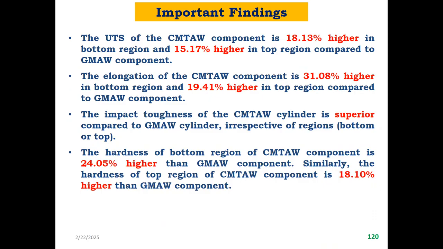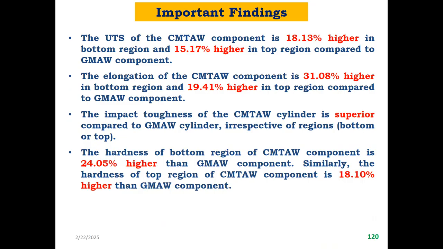The UTS of the CMTAW component is 18.13% higher in the bottom region and 15.17% higher in the top region compared to the GMAW component. The elongation of the CMTAW component is 31.08% higher in the bottom region and 19.41% higher in the top region compared to the GMAW component.